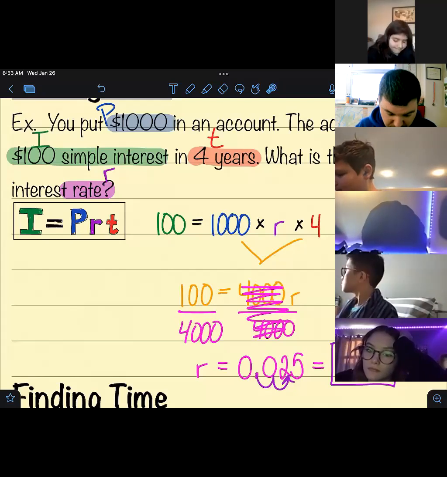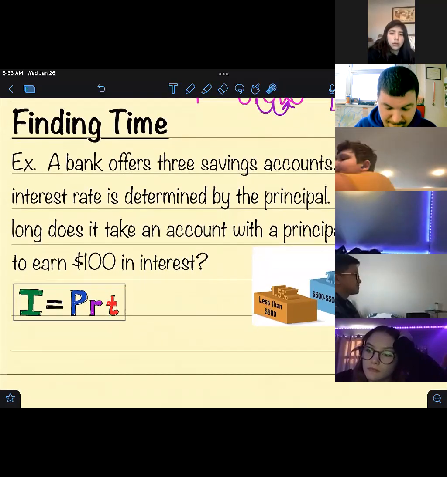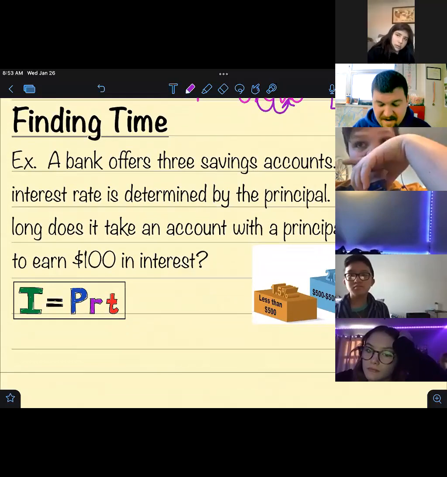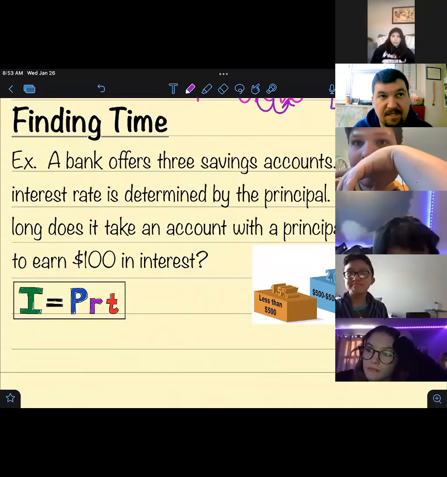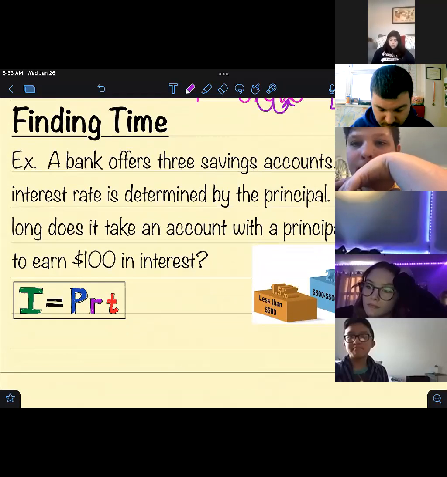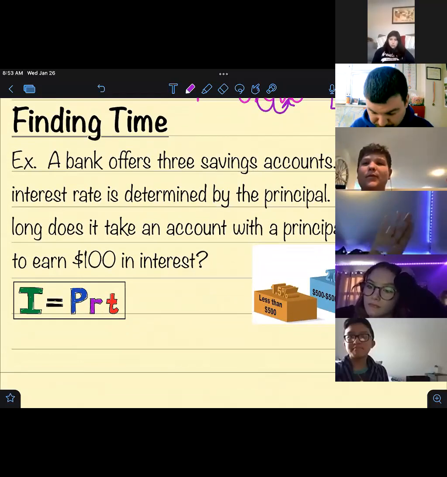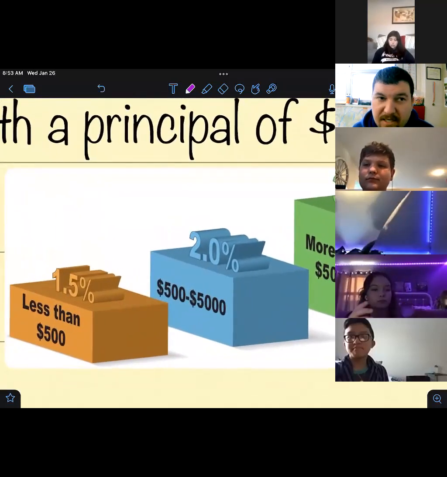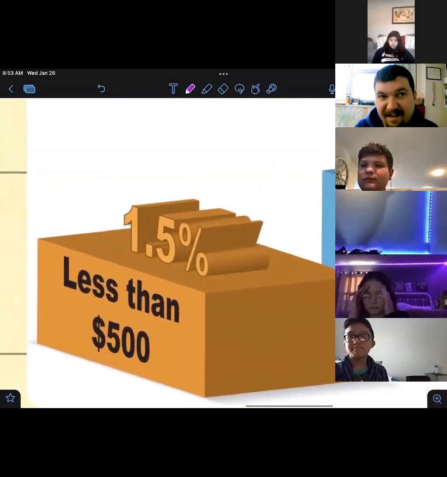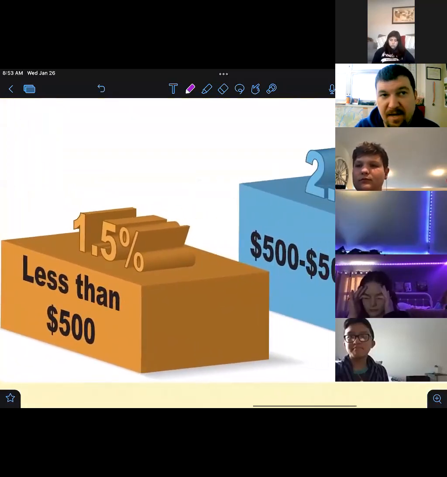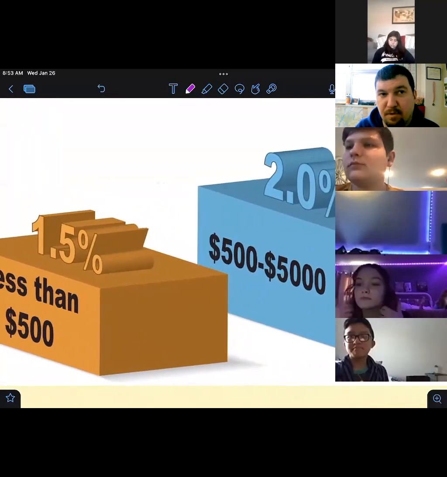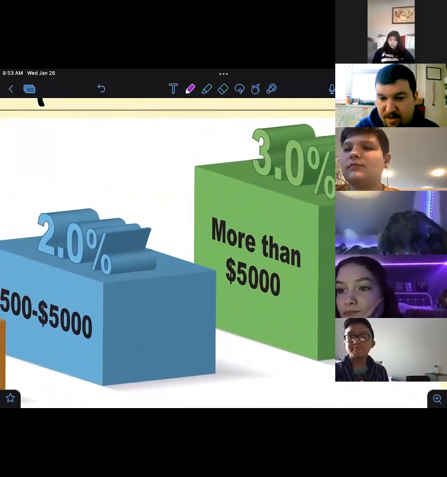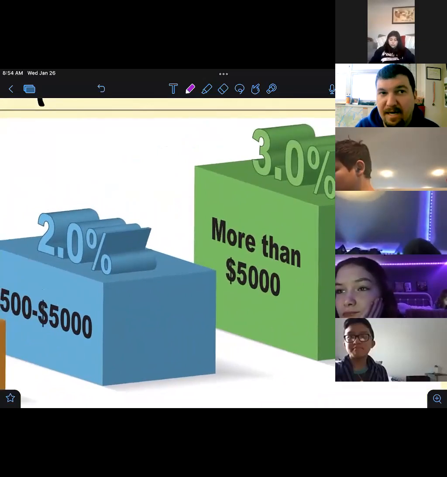Okay, well, let's move on to the next example, which is going to have us find time, which is t. So it says a bank offers 3 savings accounts. The simple interest rate, so r, is going to be determined by the principal. So if we open an account that has less than $500 in it, they're going to give us a 1.5% interest rate. If we open an account that has between 500 and 5,000, they're going to give us a 2% interest rate. And if we open an account that has more than $5,000 in it, they're going to give us a 3% interest rate. So R is going to be determined by how much money we're putting in, which is called the principal.